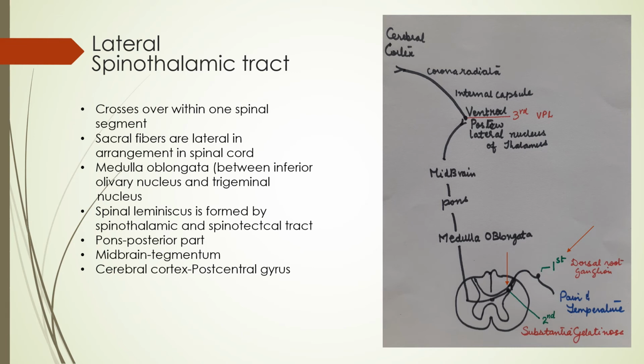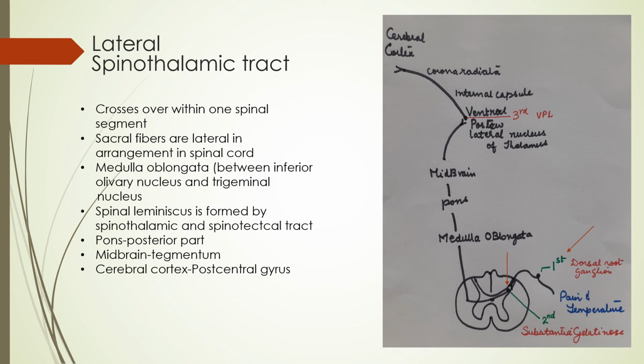Now you can see the fibers crossing towards the opposite side, and for the lateral spinothalamic they cross within one spinal segment. The fibers cross and then they ascend through the medulla oblongata. Now these fibers are present between the inferior olivary nucleus and the spinal tract of the trigeminal nucleus within the medulla oblongata. Within the medulla oblongata, they are going to join the anterior spinothalamic tract and the spinotectal tract to form the spinal lemniscus.